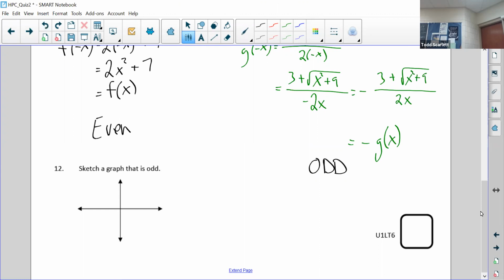Sketch a graph that is odd. Anything you graph up here has to be graphed down there, or vice versa. Anything you graph up here has to be graphed over there. Odd functions are symmetrical through the origin. So y equals x, that is odd. Y equals x cubed, that is odd. This is not odd because it is not reflective through the origin. Draw anything such that it's reflective through the origin, then it is odd.